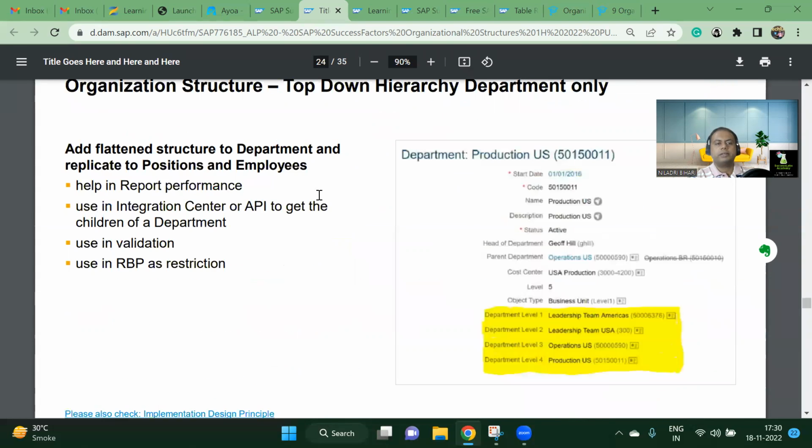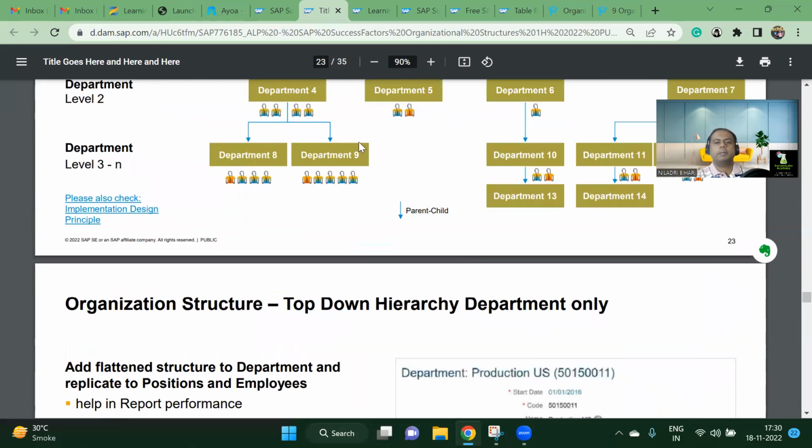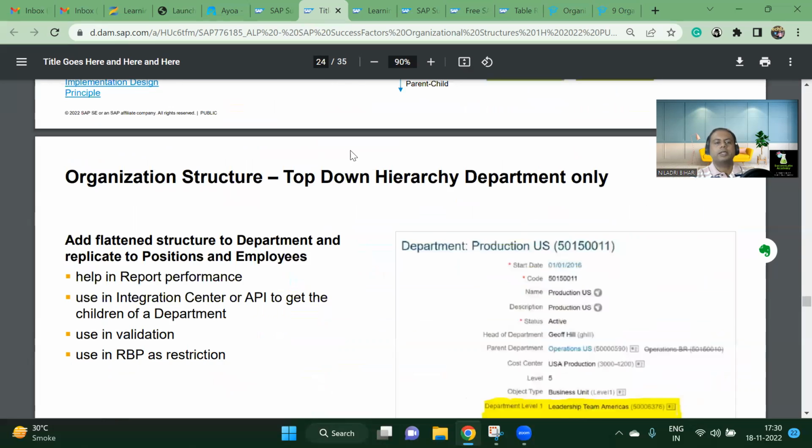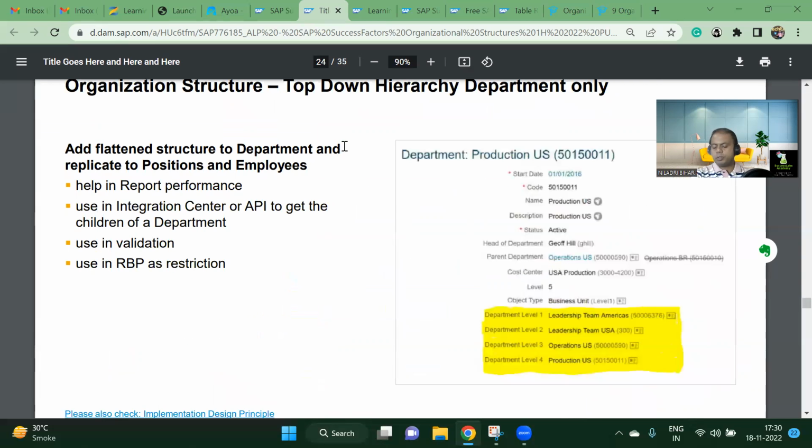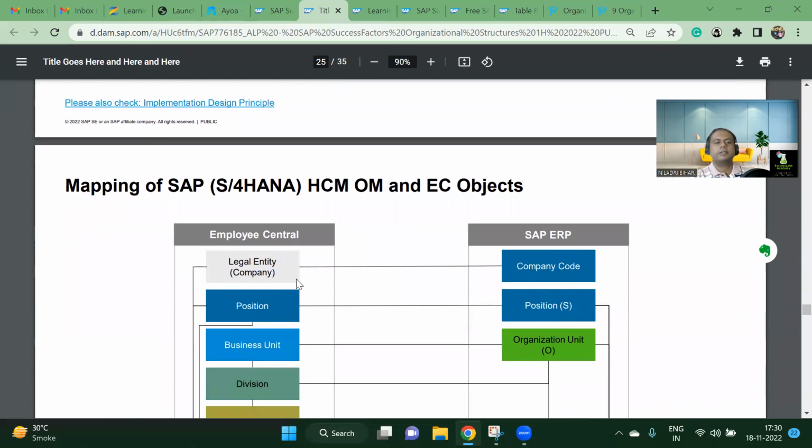A flattened structure is what they have recommended here. If you're using the top-down hierarchy department-only structure, it will definitely improve your report performance, your integration center using validation, RBP, all these things, right?